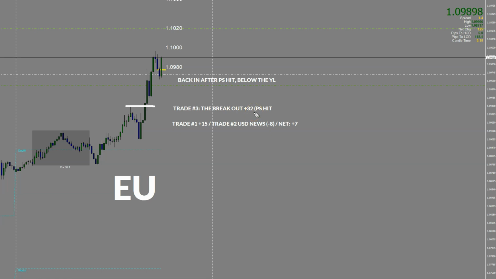My protective stop was hit, and I got right back in after that protective stop was hit, just below the yellow line. I'm long here, looking for price to now come back up, hopefully, and break this previous high that it had just put in, come through 1100, and then make a quick jump up into 1020. We'll see what it does. Let's go to the pound dollar.